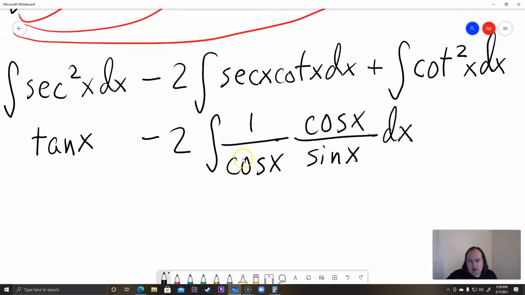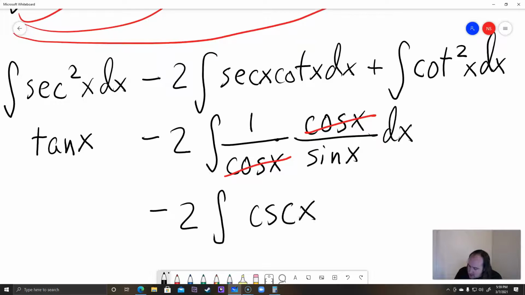The reason I wrote it that way is hopefully you can see the cosine of x's are going to cancel out. So if I cross out those cosine of x's, I get 1 over sine. And remember that 1 over sine is the same as cosecant. So you actually have minus 2 times the integral of cosecant of x dx. And then we already finished the first integral. That's tangent of x.